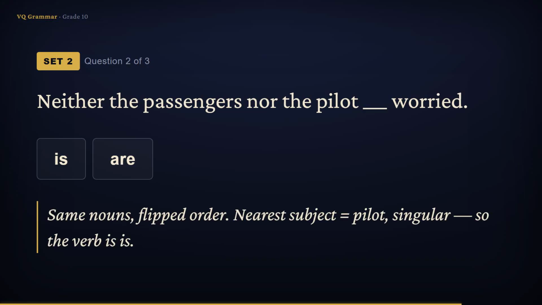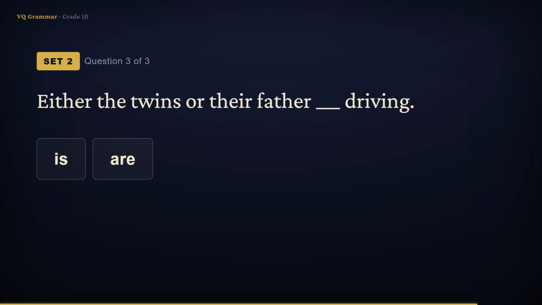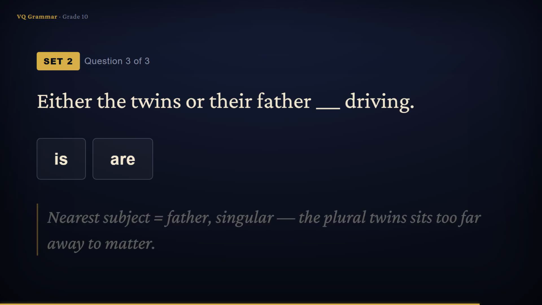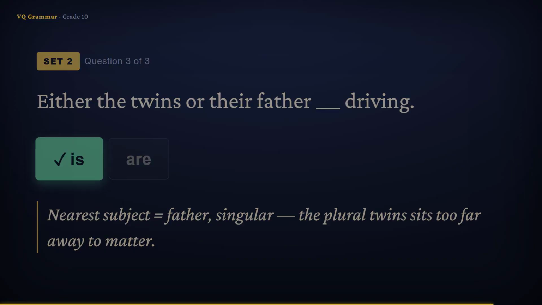Now I have flipped that very same sentence. Neither the passengers nor the pilot blank worried. The nearest subject is now pilot, just one person, singular. So the verb has to be singular as well, and the answer is the singular form. Either the twins or their father blank driving. Twins may well be plural, but twins is not the subject nearest the verb. Father is, and father is one person. Nearest wins, so the answer here is the singular choice.